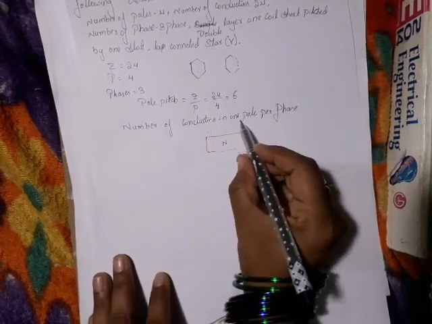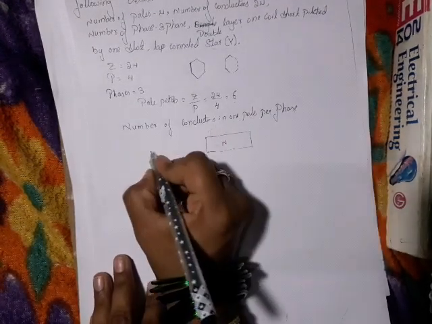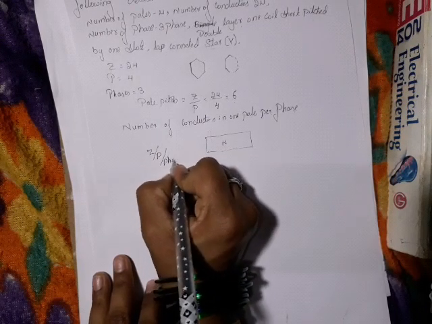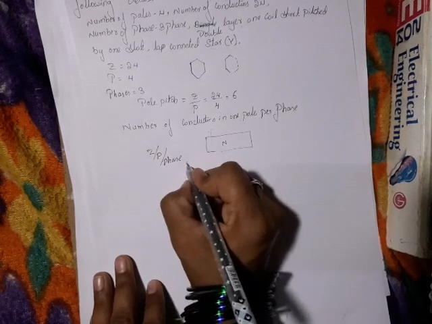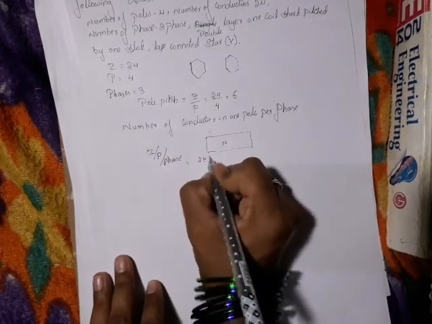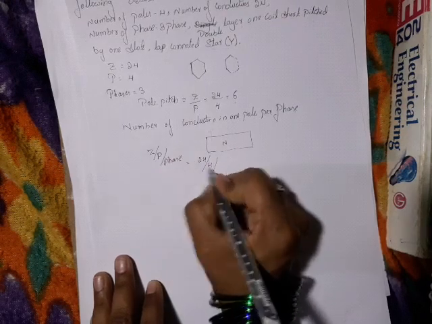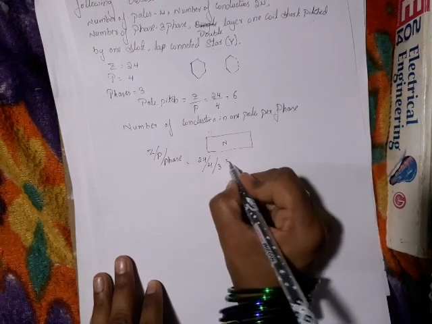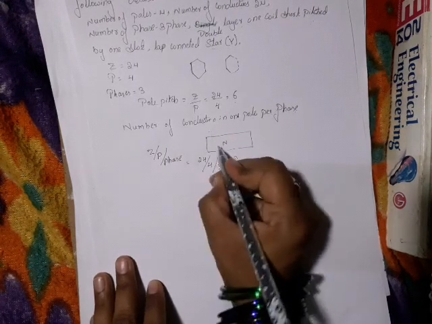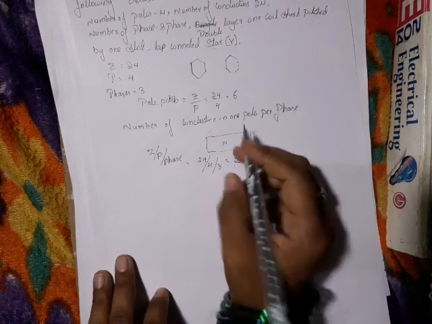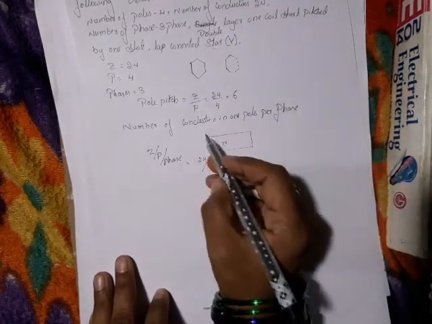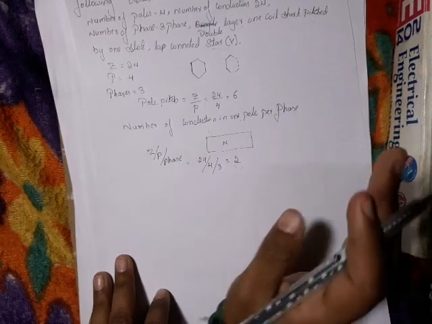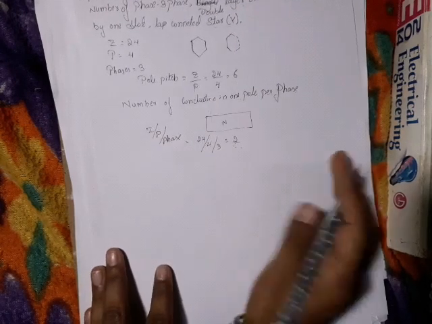Number of conductors in one pole per phase. This is what we need to find out. So how many conductors do we have? 24. Number of poles? 4. Phases? 3. We already know that 24 by 4 is 6, so we'll get this as 2. So in one pole, 3 phase means RYB we are using: R phase 2 conductors, Y phase 2 conductors, B phase 2 conductors. So that is what this calculation is for.